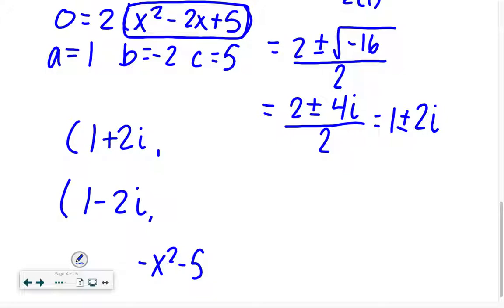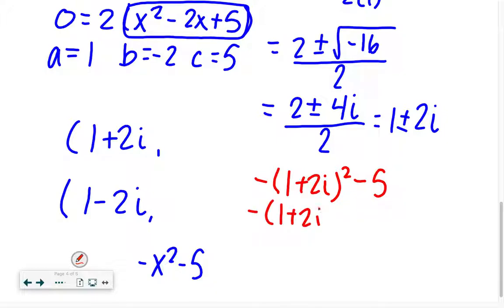I have to plug that whole 1 plus 2i in for x. So negative 1 plus 2i, squared, minus 5. That is going to be my y. I just have to figure out what happens when I square it all. Remember, when I square something, that's like 1 plus 2i times 1 plus 2i, and then my minus 5 at the end. FOIL.